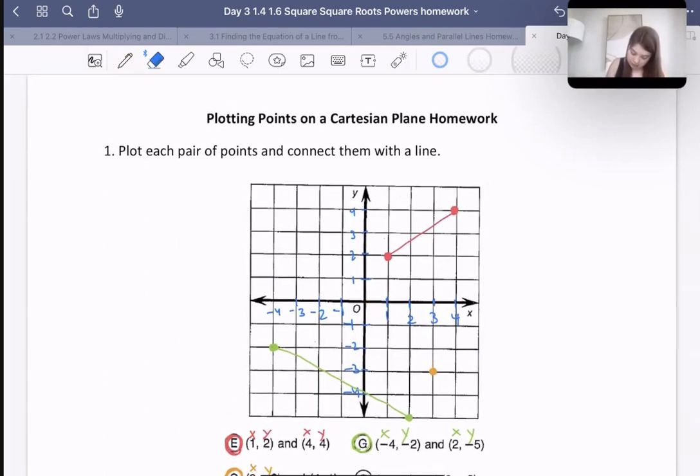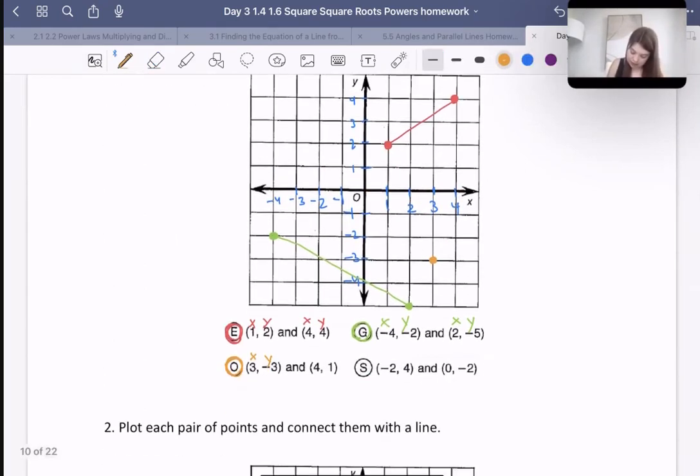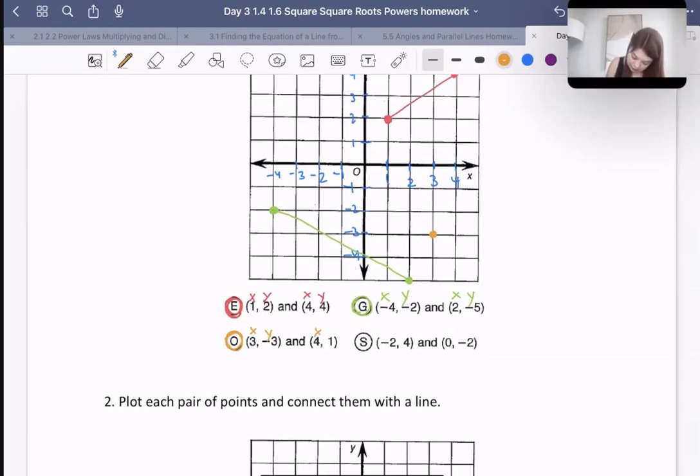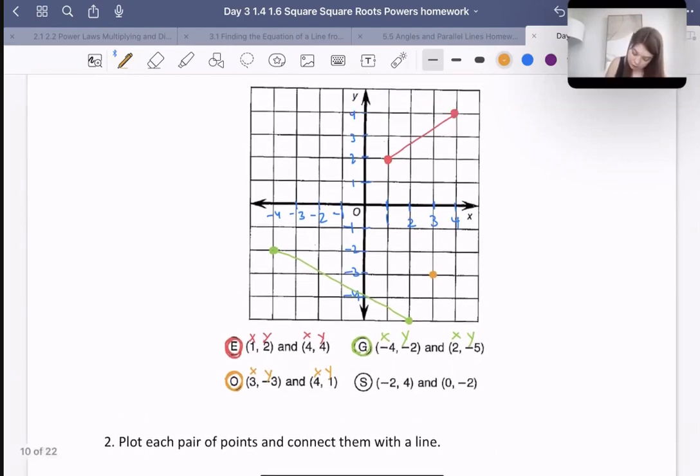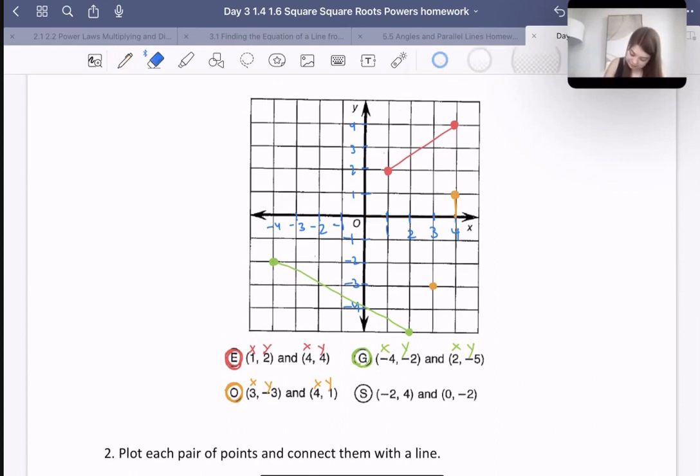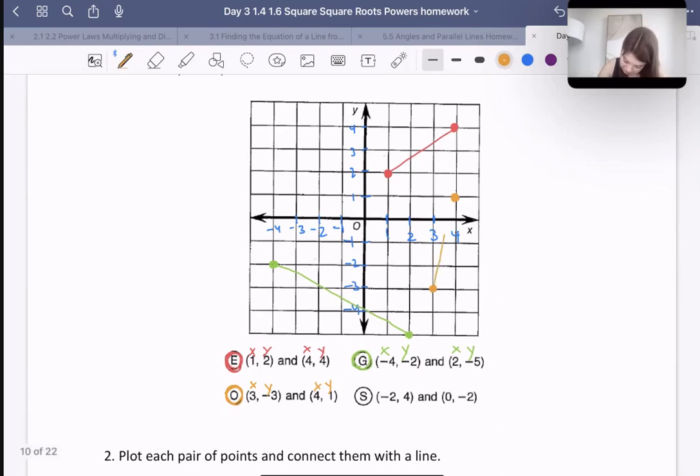There we go. So that's 3, -3. The other point is 4, 1. So we go 4 to our right to get to 4 for x, and then 1 for up and down, right? Because the y-axis is the vertical or up and down axis. And there we go. And let's connect them.